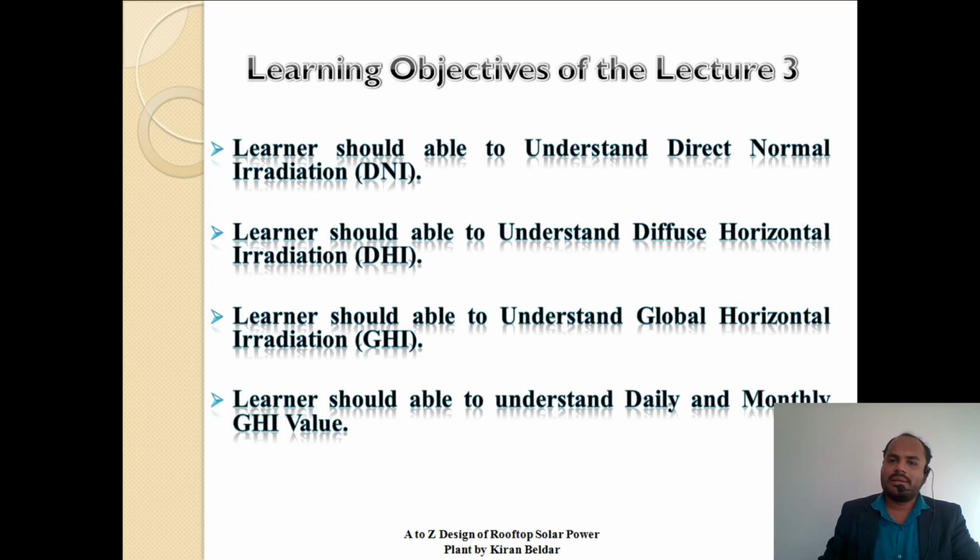Learner should be able to understand direct normal irradiation, that is DNI. Learner should be able to understand diffuse horizontal irradiation, that is DHI. Learner should be able to understand global horizontal irradiation, that is GHI. Learner should be able to understand daily and monthly GHI value while calculating the energy yield estimation.